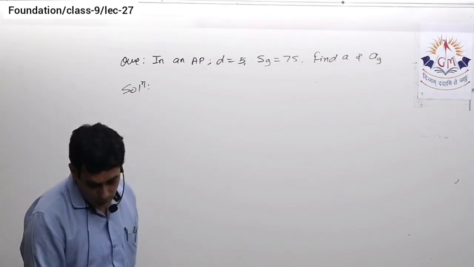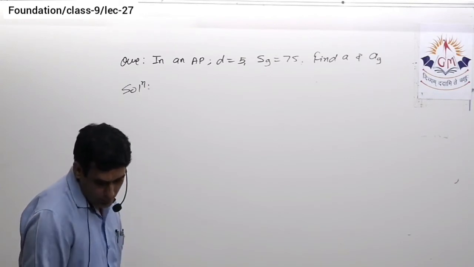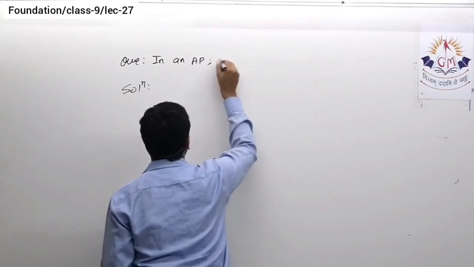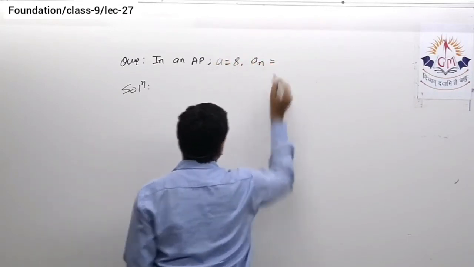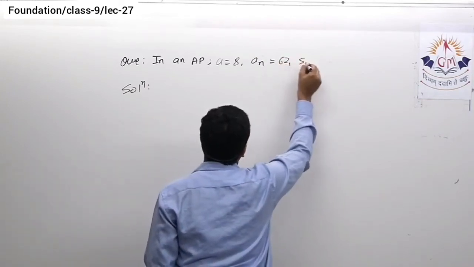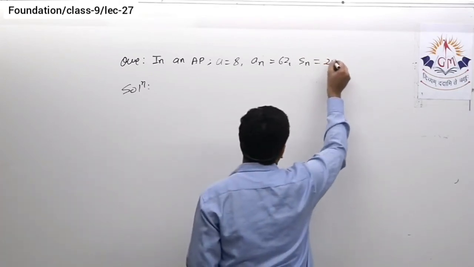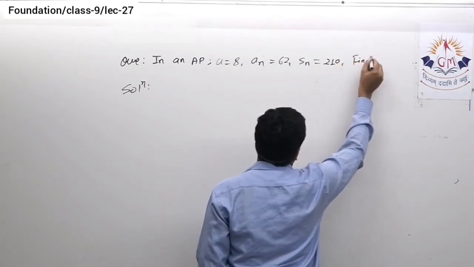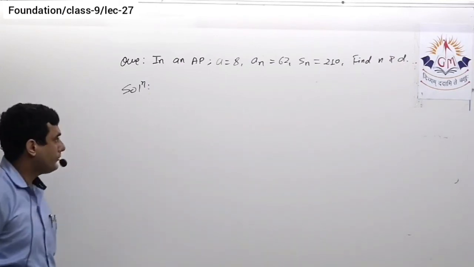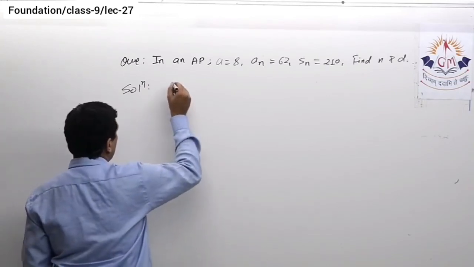Okay, next question is: a is equal to 8 in an AP. a is equal to 8, an is equal to 62, Sn is equal to 210. Find n and d. Okay, so we have to find how many terms are there in AP and what is the common difference. So let us start with Sn or an.